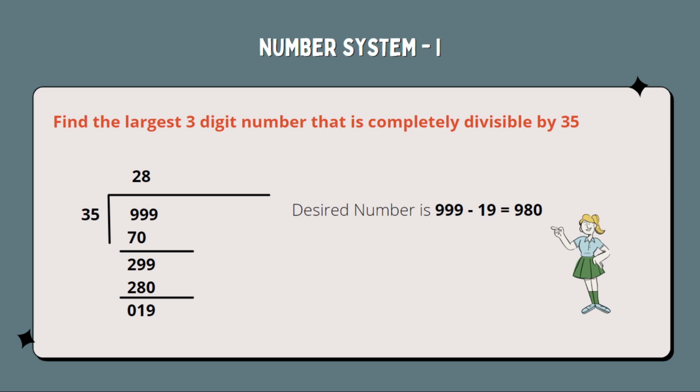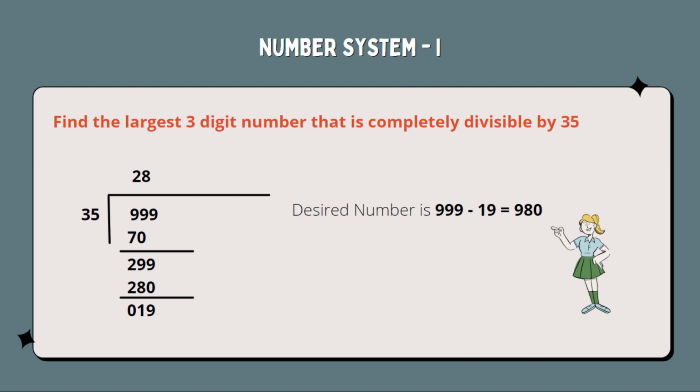So first of all, we will divide 999 by 35 and find the remainder. When we do that, we'll find the remainder 19. Now if we add the difference between 35 and 19 to 999, that number is divisible by 35. Also, if we subtract the remainder from 999, that number is also divisible by 35.